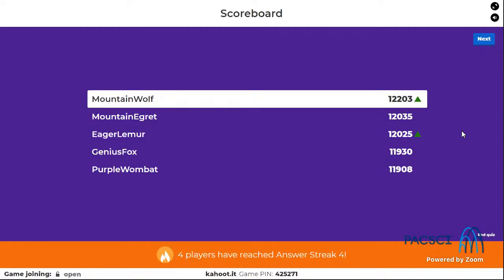Mountain Wolf jumps up ahead of Mountain Egret. Wow. All right, we've got a game going on now. Eager Lemur is still up there. Genius Fox still with us. All right, four players have that streak.